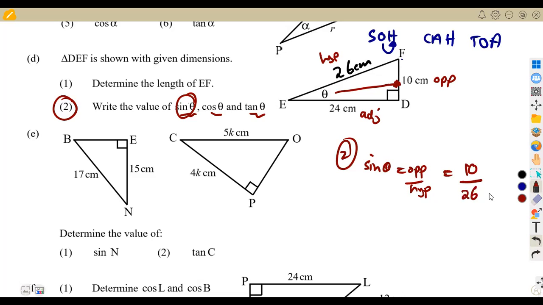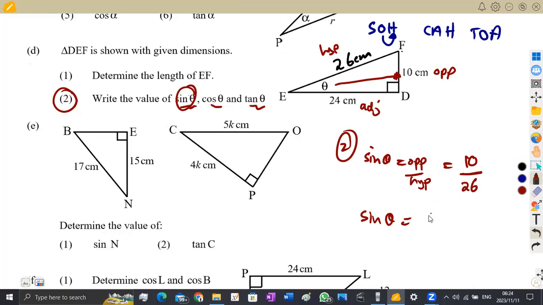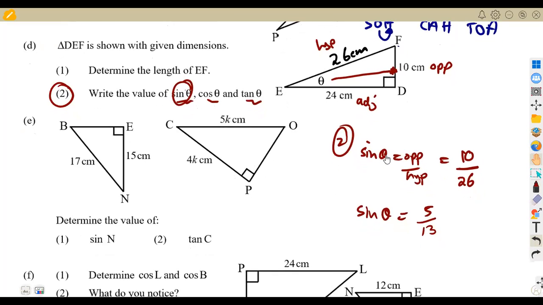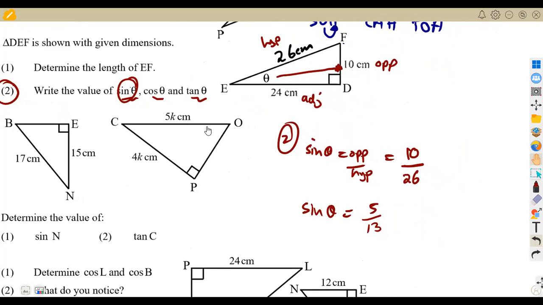So you can even leave your answer like this, or you can write it in simplest form. From your calculator, you can write 10 over 26 in simplest form, which is going to be 5 over 13. So you're going to obtain 5 over 13, or you can write that as a decimal, but you can just leave it as a fraction, which is the best way of presenting this answer. All right, then we move on.